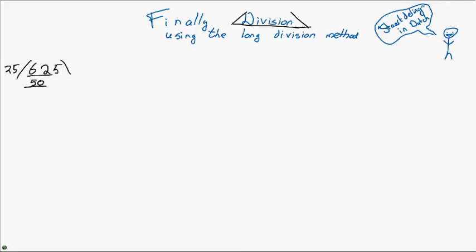So 2 will be the first number of our answer, and we subtract 50 from 62. We then have 12 left, and in 12 it doesn't fit anymore. So what do we do? We drop down the next digit, which was a 5. We have 125. Does 25 fit in there? Yes, exactly 5 times. And now we have 0 left. And then we have our answer: 625 over 25 is exactly 25.